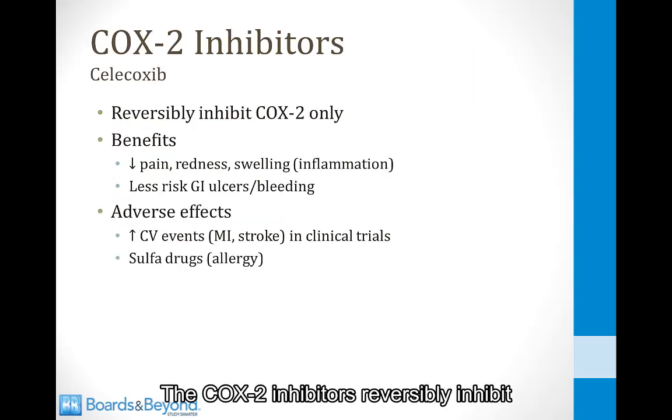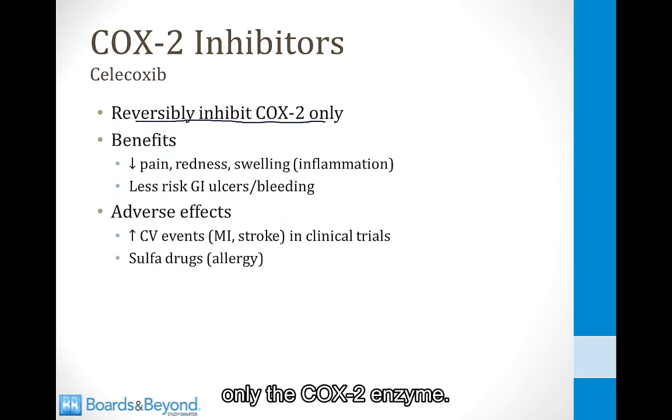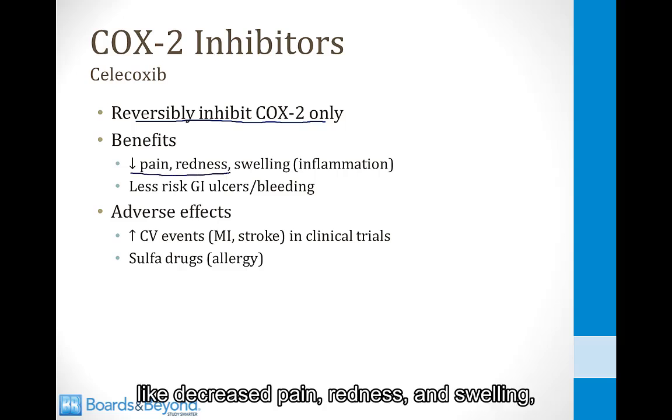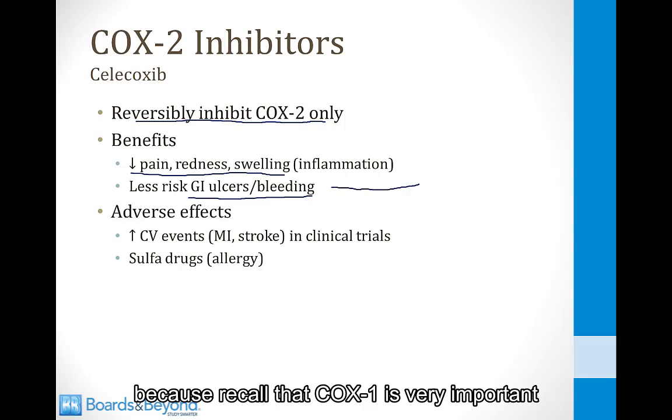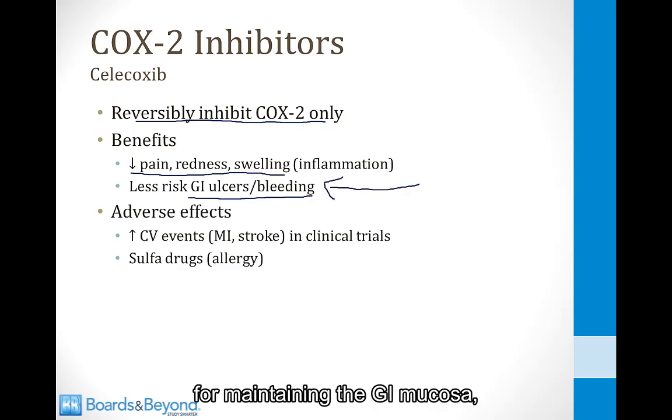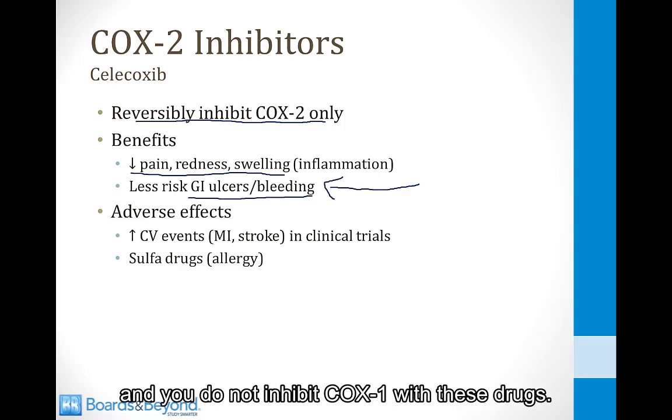The COX-2 inhibitors reversibly inhibit only the COX-2 enzyme. This gives you all the benefits of the nonsteroidal inflammatory drugs like decreased pain, redness, and swelling. However, there's less risk of GI ulcers and bleeding because recall that COX-1 is very important for maintaining the GI mucosa, and you do not inhibit COX-1 with these drugs.